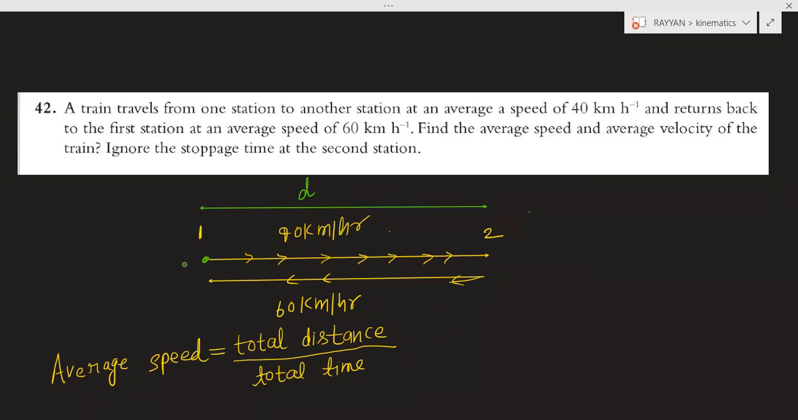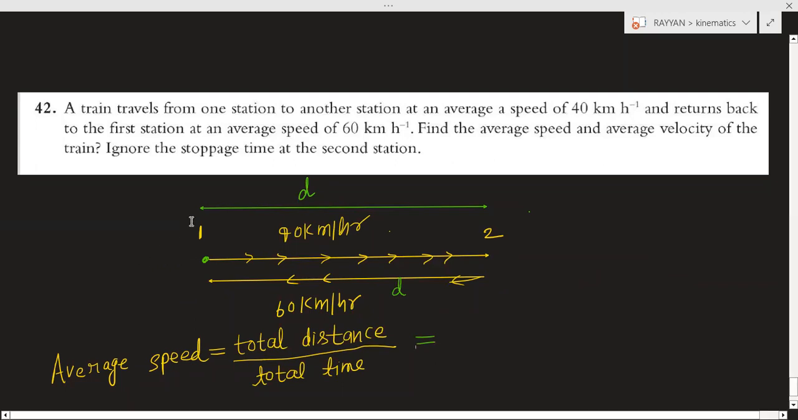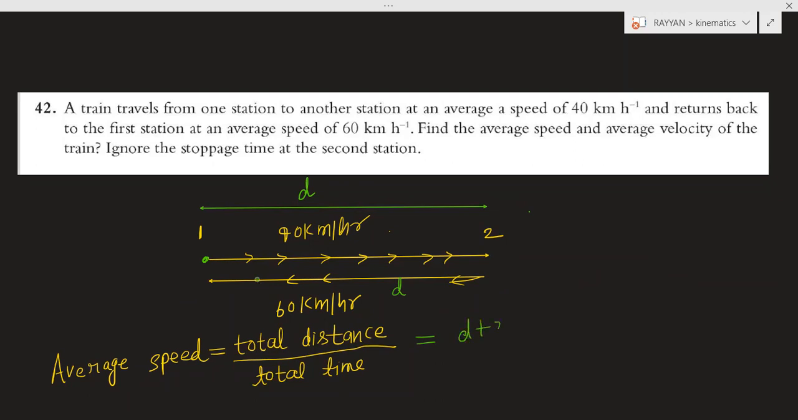Same distance. Very good. So what will be the total distance of the whole journey? D plus D. This is going D, and this is coming D, so D plus D, 2D, divided by the total time.